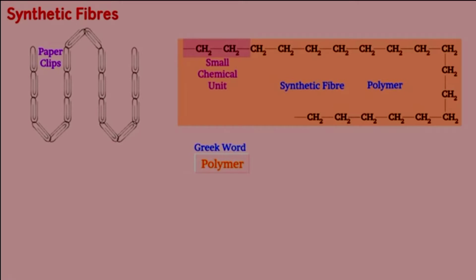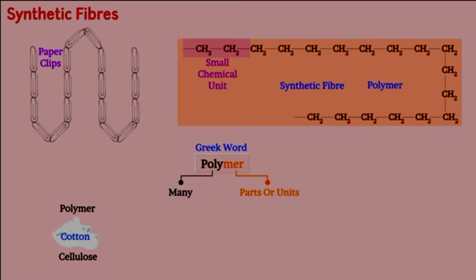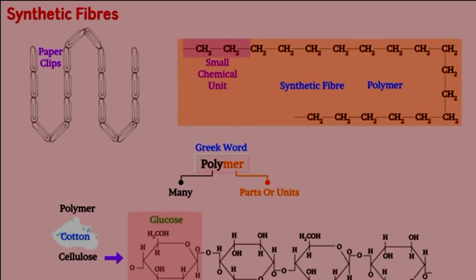Polymer is a Greek word in which poly means many and mer means parts or units. Polymers occur in nature also. For example, cotton is a polymer called cellulose, which is made up of a large number of glucose units.